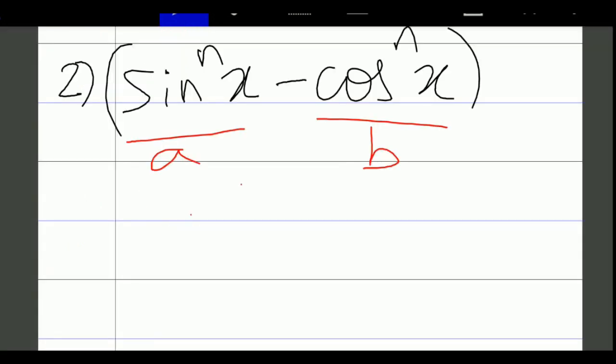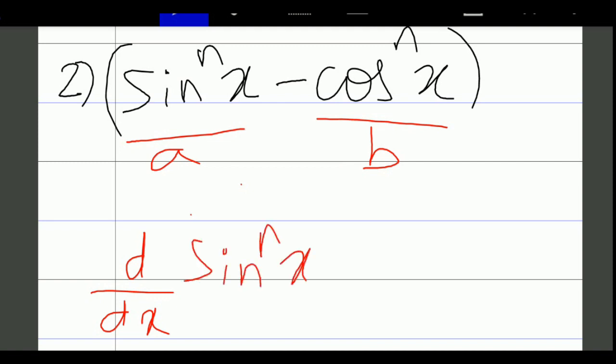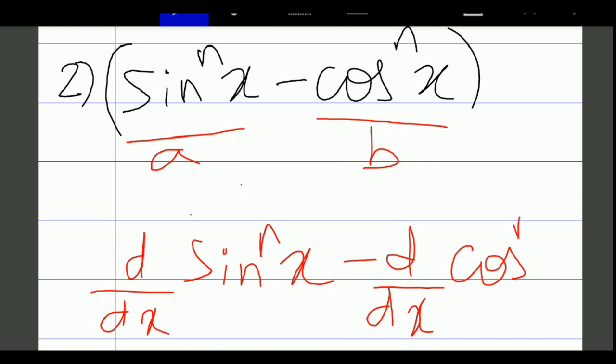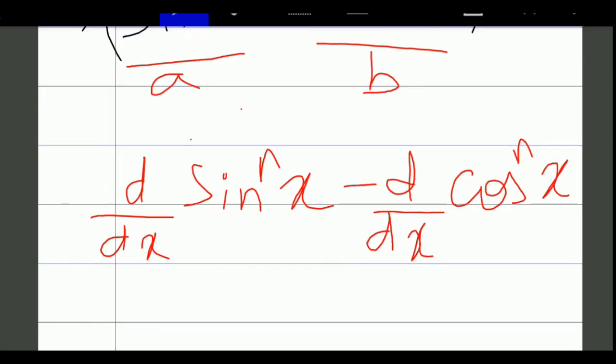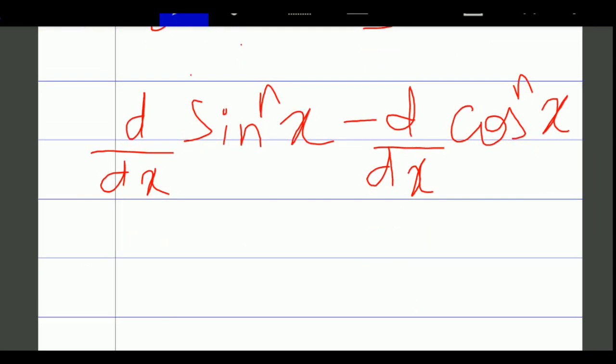As we know the rule of differentiation of a minus b, differentiation of a minus b becomes differentiation of a, that is sin^n x, minus differentiation of b, that is cos^n x. Now I'm going to differentiate the first term and the second term separately so that you can understand clearly.